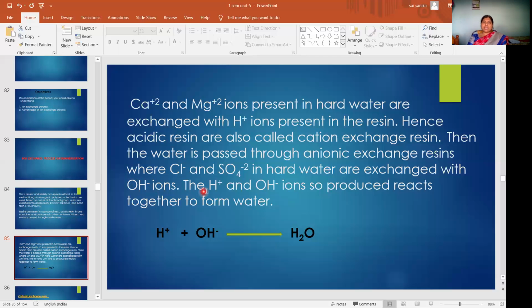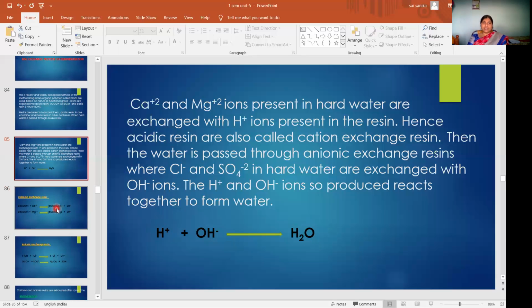So the H plus ions and OH minus ions so produced react together to form water. Here the acidic resin will liberate H plus ions, whereas the basic resin will liberate OH minus ions. Whatever H plus ions and OH minus ions are produced react together to form water. So this is the process happening in the ion exchange process.